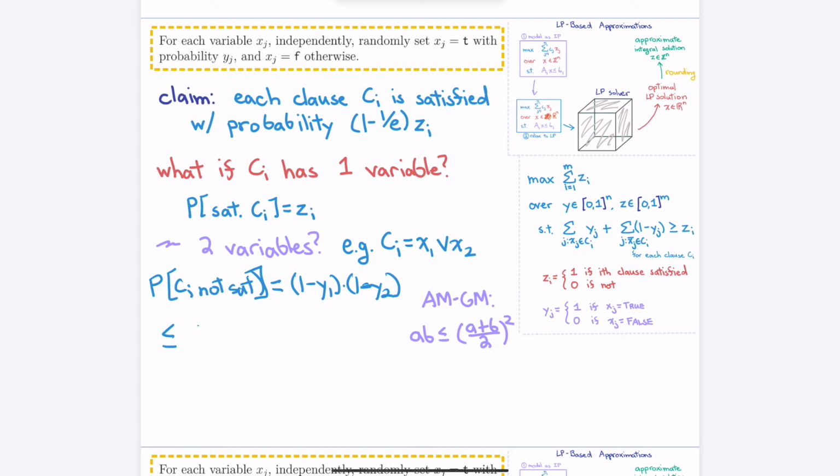Okay, so we'll get 2 minus y1 minus y2 over 2, squared, which you can also think of as 1 minus y1 plus y2 over 2, squared. Okay. All right, how can we deal with this?